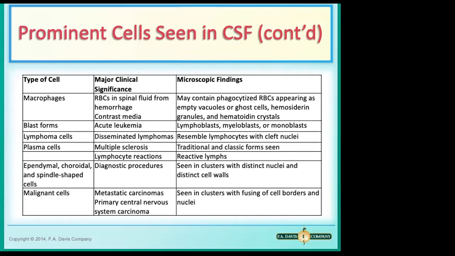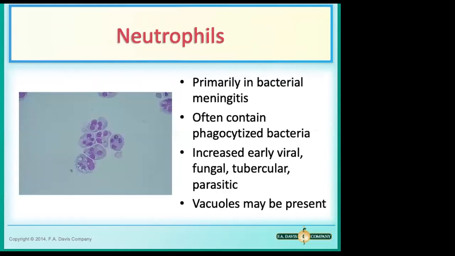All right, so I'm actually going to go through these cells. I'm going to show you the morphology of these cells so you understand what they look like. So these are the neutrophil cells. And again, if you see them sometimes in very low numbers, they could be okay, but typically they're an indication of bacterial meningitis.